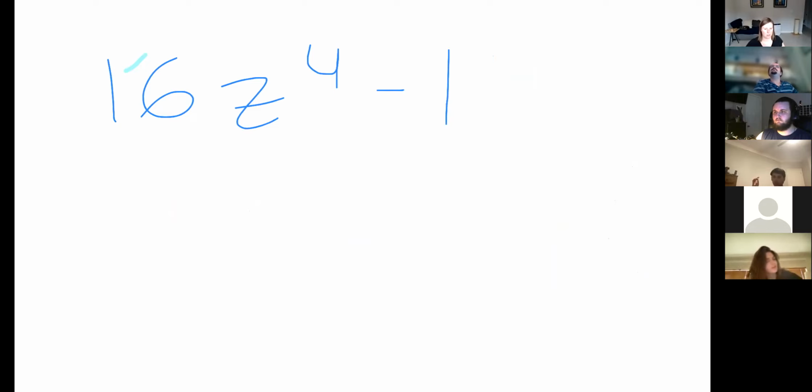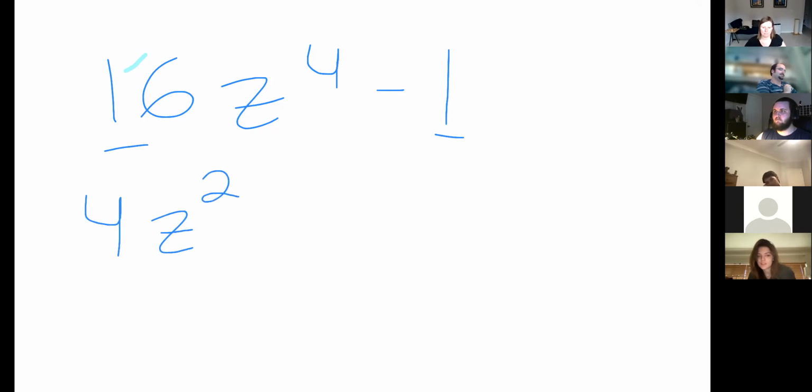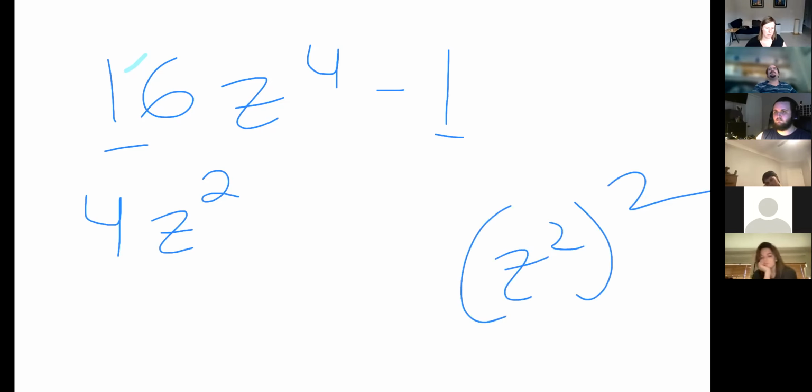Okay, for this one, I was kind of confused because the z has a 4 instead of just a normal square, but I still did it like normal-ish. I took out 4z squared out of 16z to the fourth. That way it was still like in half, I guess. This goes back to that thing: if we square z squared, what do we get? z to the fourth. That's it. So that is the square root.